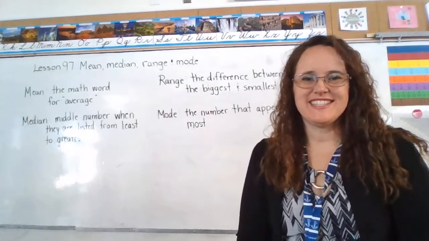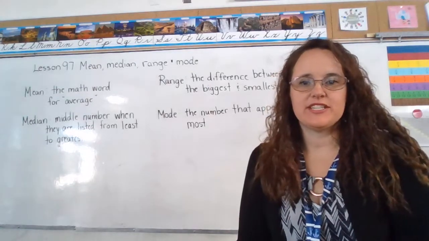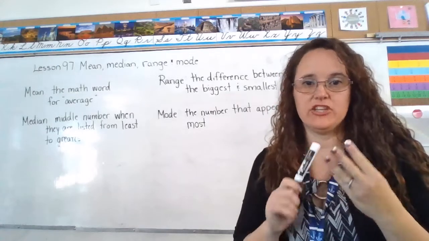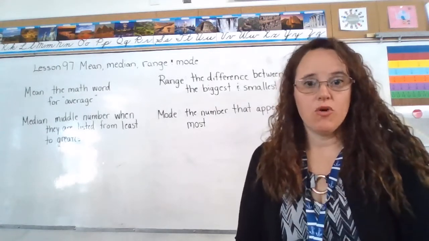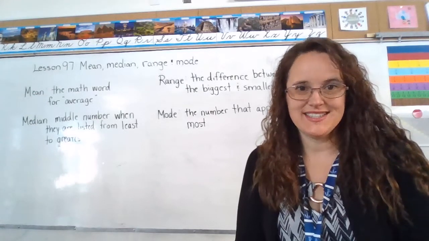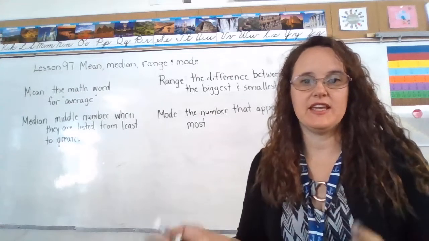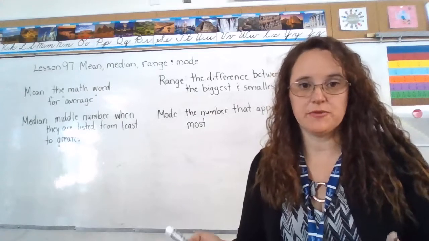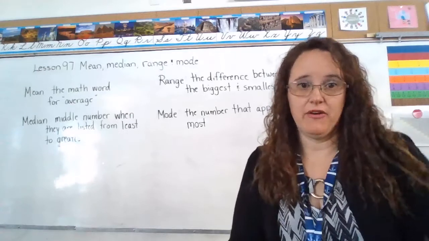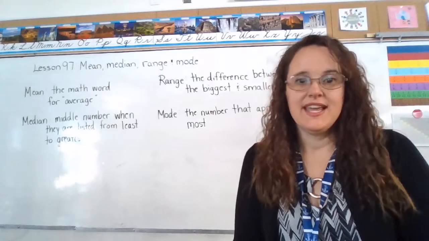Hi class, today we are on Saxon Math, Book 4, Lesson 97, and today we're going to talk about 4 new words: the mean, the median, the range, and the mode. So all 4 of these words have to do with something we call data sets, and that is groups of numbers. Like, let's say you kept track of all your scores on all your math tests, and you had that group of numbers from the beginning of the year until now, every score you received on any math test, we would call that a data set.